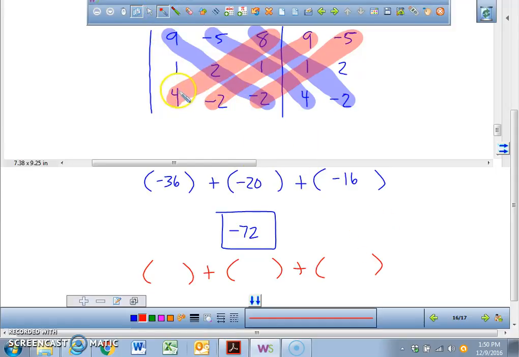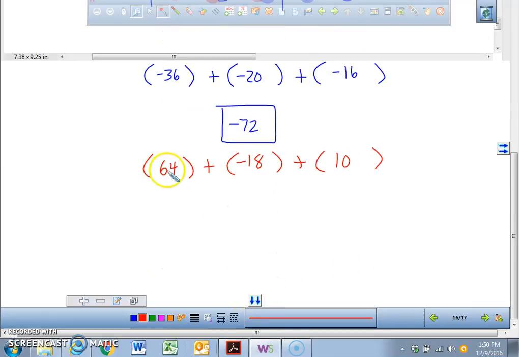So here we go. We've got a 4, a 2, and an 8. That's 8 times 8 gets us a 64. Negative 2, 1, and a 9 gets us a negative 18. Negative 2, 1, and a negative 5 gets us a positive 10. All right. So basically we have 64 plus a 10 minus an 18. What does that give us? It's a positive 56.